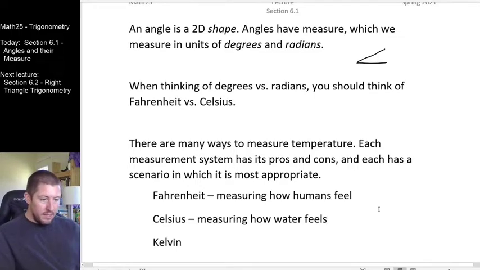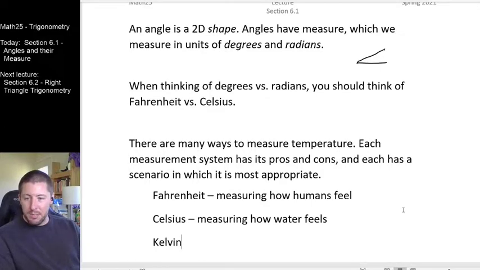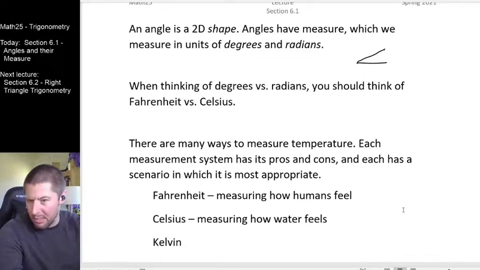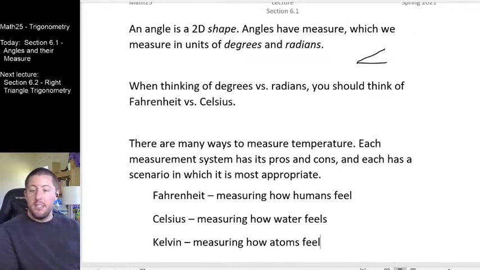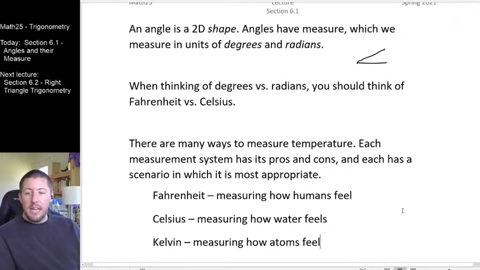Now, Kelvin is the same as Celsius, except you just subtract 273 from all the numbers, because Kelvin begins at zero being literal absolute zero, meaning an absence of motion of the atoms within that substance. So a little bit technical. Don't worry about Kelvin. We're not focusing on temperature in this class, but this is measuring how atoms feel. If you are 0 Kelvin, then that atom is literally not moving. It has no sense of vibration or motion whatsoever. Lots of motion with atoms is associated with lots of temperature.